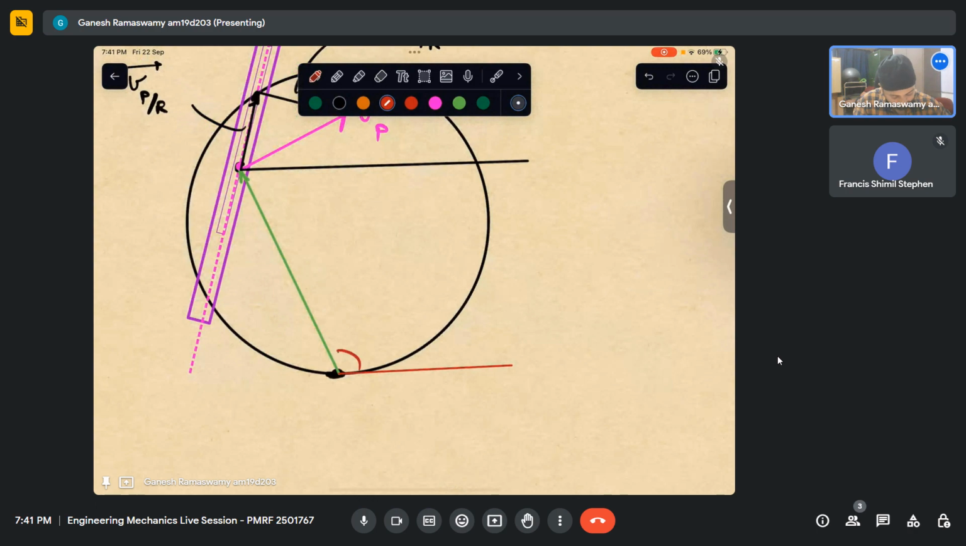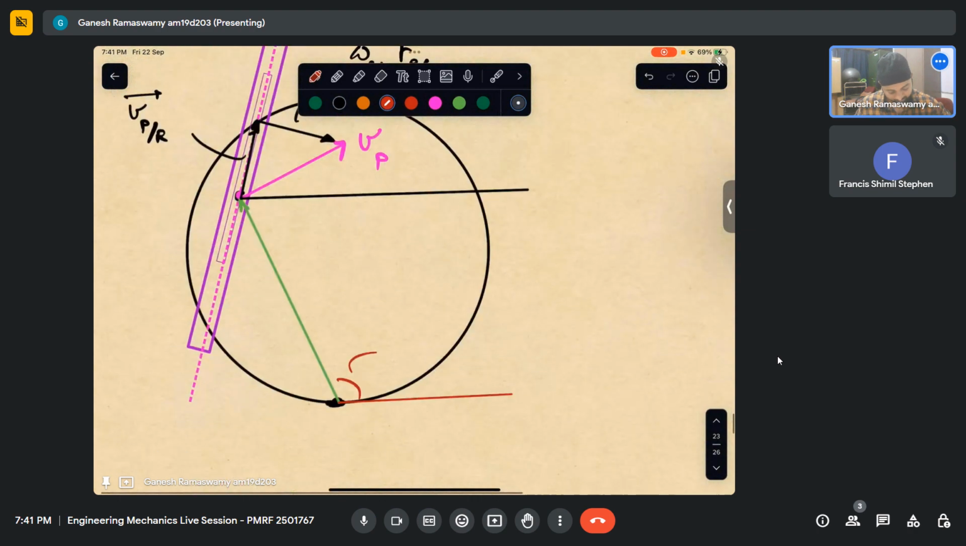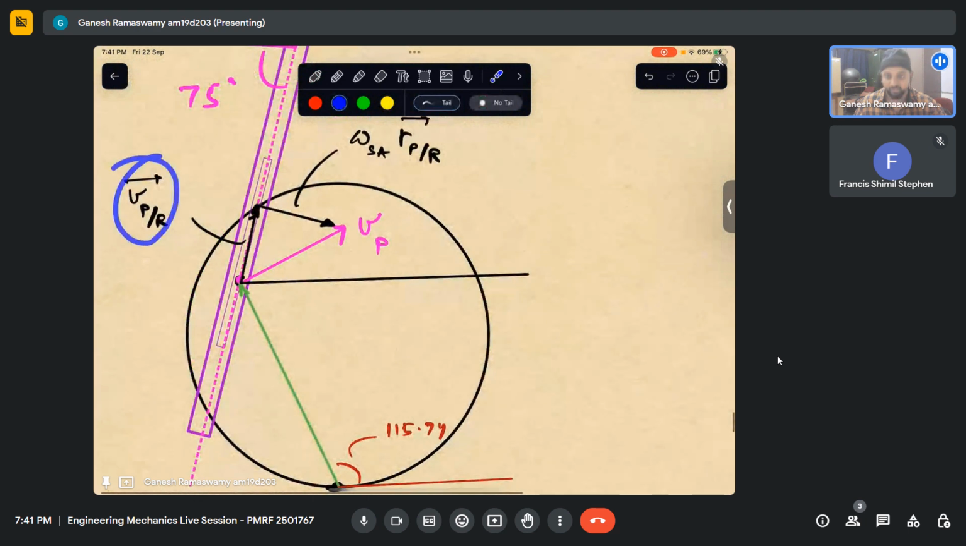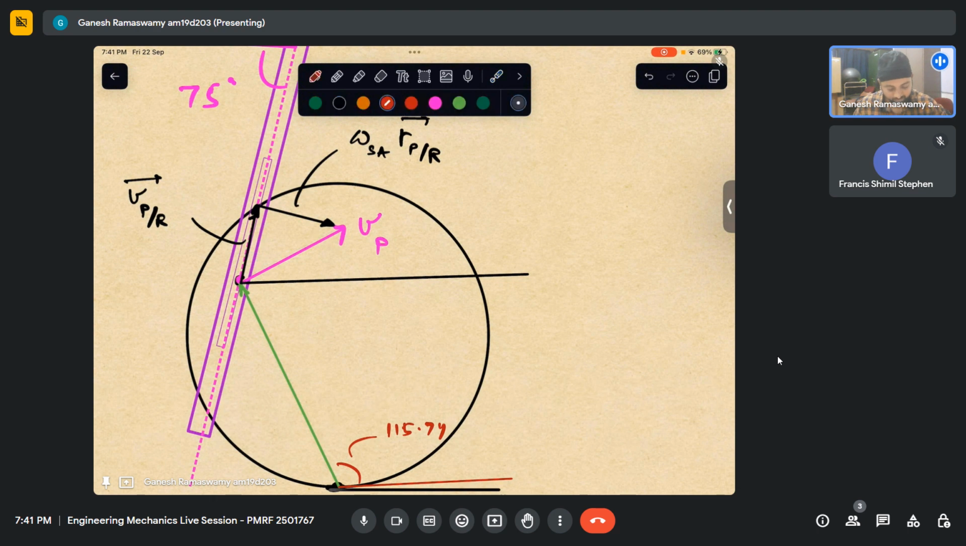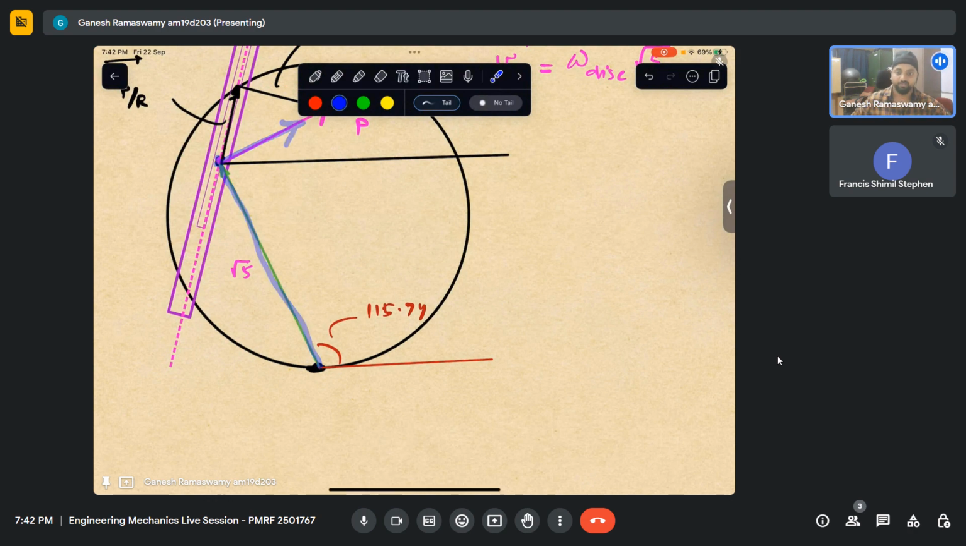I know what is this angle. It came out to 115.74. So this is 115.74. Now my focus is to find out this quantity. That is, I need to find out this and I need to find out that. For that, what can I do? I need this angle because Vp I know. What is Vp? It is nothing but omega of the disk into root 5, because this distance is root 5. So this is rotating about that. So it is just omega cross R.